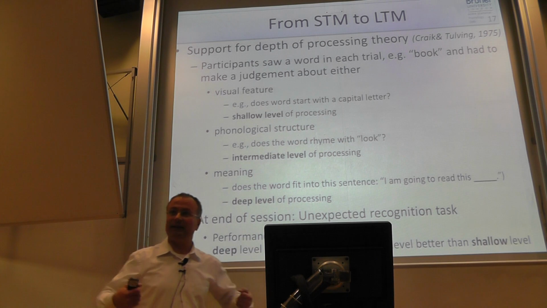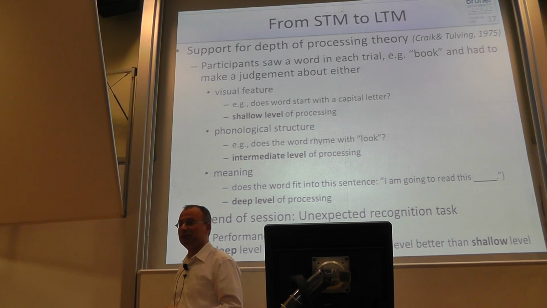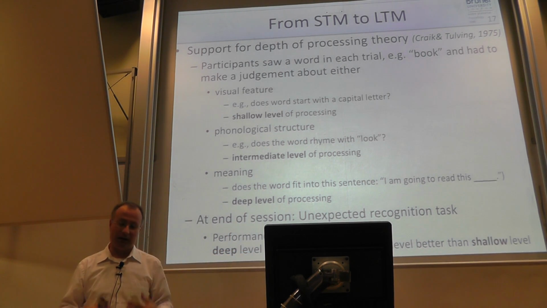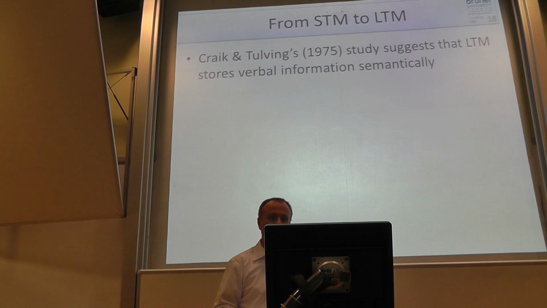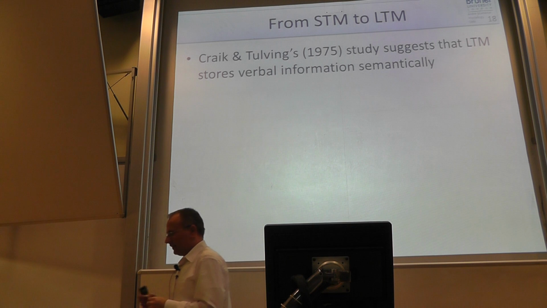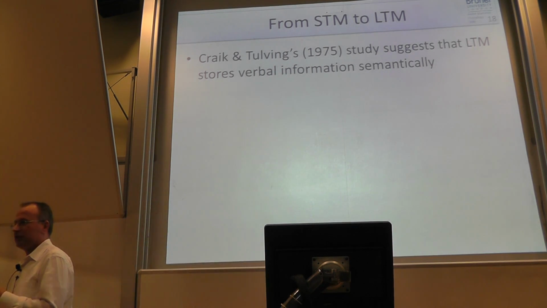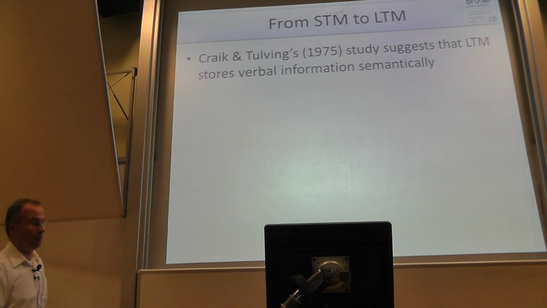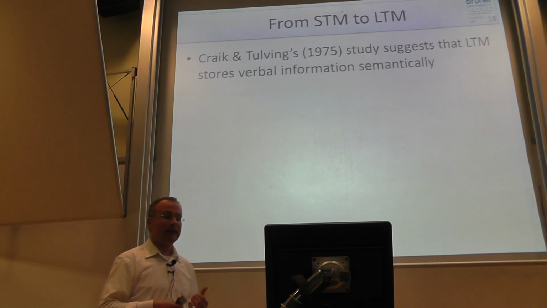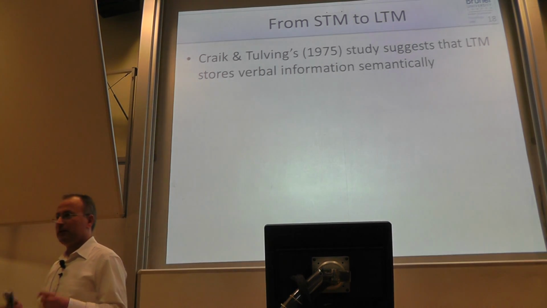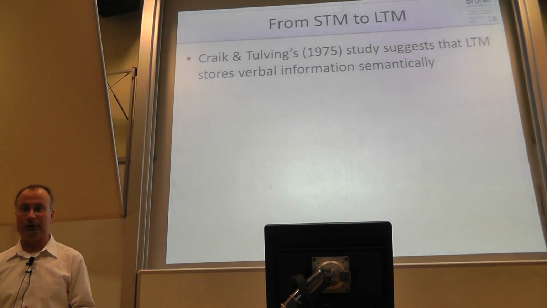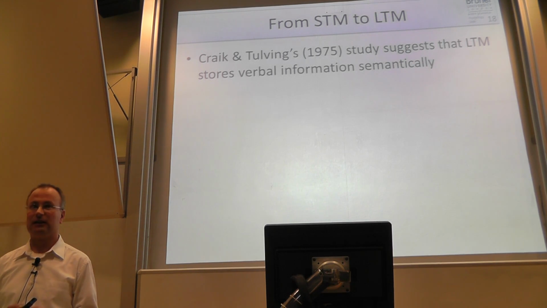So this shows that encoding gets better and better with deeper encoding of information. These findings suggest another thing, and that is that long-term memory actually stores verbal information semantically. Does somebody remember how short-term memory stores verbal information?